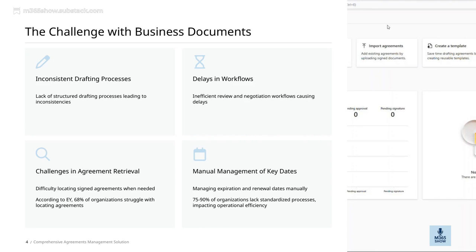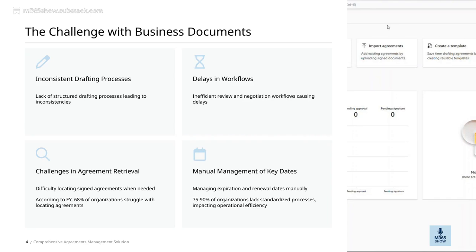Another common challenge is locating signed agreements when they're needed. According to EY, 68% of organizations struggle with finding their agreements quickly, which can slow down decision-making or cause delays in critical processes. Then there are delays caused by inefficient review and negotiation workflows. When these steps aren't streamlined, it takes longer to finalize agreements, and that can hold up entire projects or transactions.